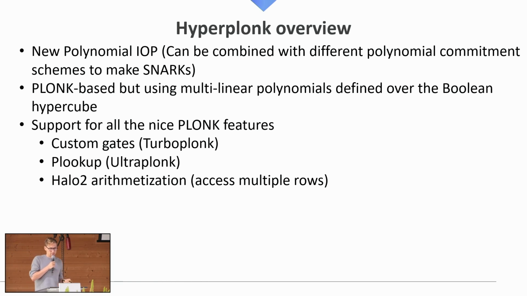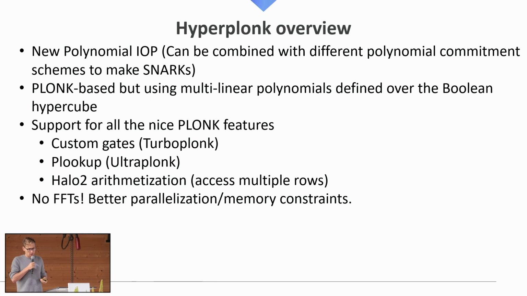And one of the reasons why we built Hyperplonk is because we wanted to have all of the nice features of Plonk, such as custom gates and lookup. I think this is TurboPlonk and UltraPlonk. If I get the order wrong, I'm really sorry. Also Halo 2 arithmetization, but all of the cool features and the tooling that has developed around the Plonk proof system, which has been really rapidly adopted, are things that we wanted to maintain.